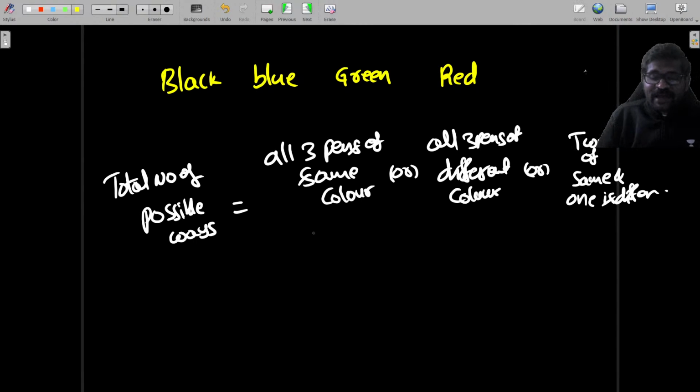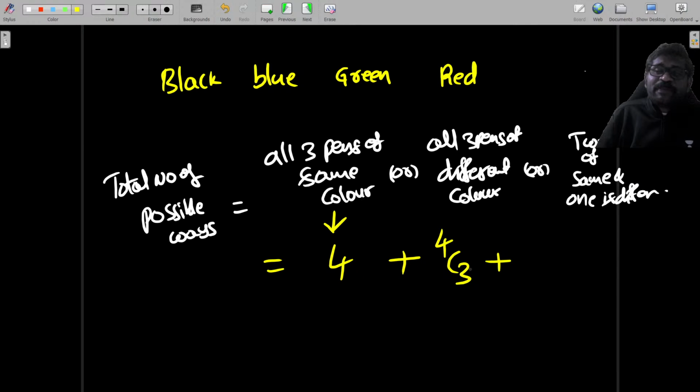Now, in all 3 pens of same color, total number of possible ways are 4, because all 3 pens may be black or blue or green or red. 4 different colors are available. That's why all 3 pens of same color can be black or blue or green or red. 4 ways. Now, all 3 pens of different colors. From 4 colors, you can select 3 colors.